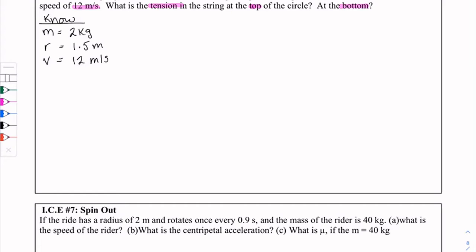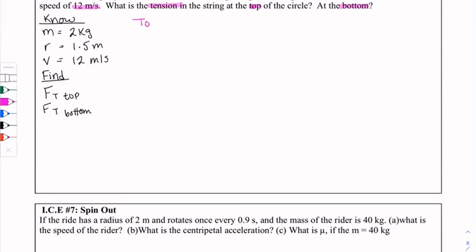Okay, and we need to find two things. We need to find F tension at the top and F tension at the bottom. Okay, first thing I'm going to do is draw a couple of pictures so I can sort of visualize what's happening. So let's look at the top first.